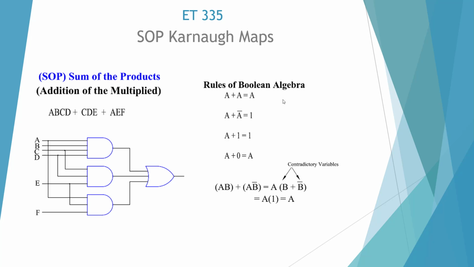A plus A equals A, A plus A bar equals 1, A plus 1 equals 1, and A plus 0 equals A. So what we've done is spread these out, and what we have down here is contradictory variables. AB plus A B bar cancels out, and that is the underlying thinking of Karnaugh maps. So right now we're left with just B. What we're looking for is contradictory variables that will cancel out.